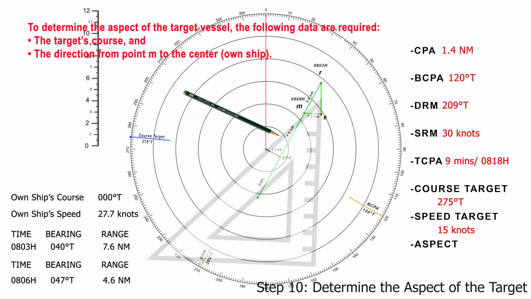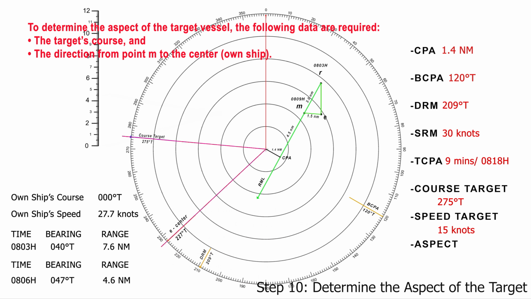Draw a straight line from point M to the center. Extend this line to read its true bearing using the compass rose on the plotting sheet. Measure the angle between the target's course line and the line from M to the center. The measured angle represents the aspect or target angle.